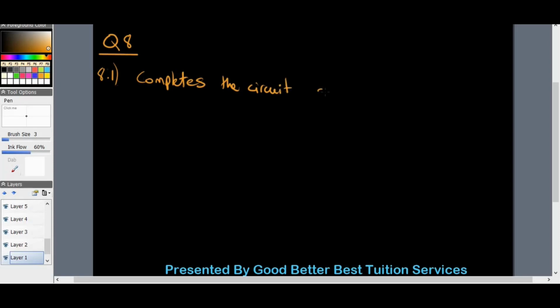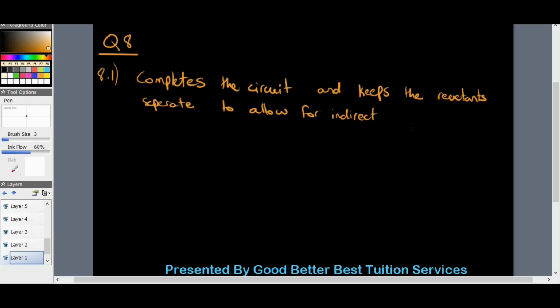Okay, that's number one, and this is how you would write your answer: completes the circuit. And we can give another reason. I think there's about three reasons, but we just need to give two. The one that I'm going to choose is keeps the reactants separate, to allow for indirect transfer of electrons, or just to allow for transfer of electrons.